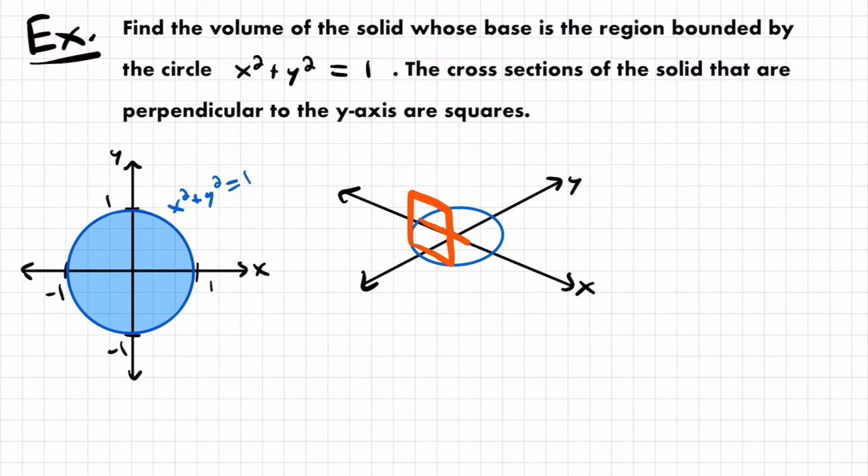And we can continue to draw more and more of these squares that together would form the solid that we are calculating the volume of. Okay, and so now since these square cross-sections are perpendicular to the y-axis, we are going to be setting up a definite integral in terms of y. And so that will look like this.